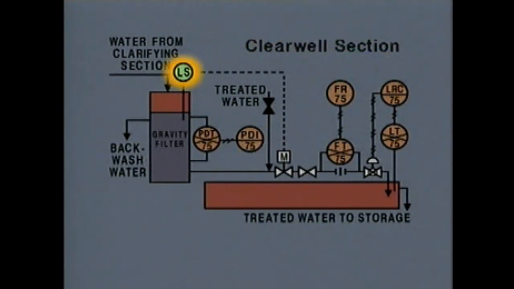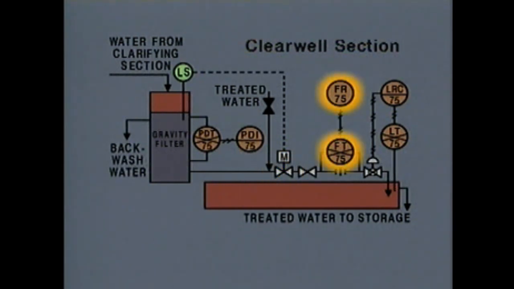This symbol represents a local level switch. If the water level in the filter drops below a certain level, the level switch sends an electrical signal to this motor-operated gate valve. The valve closes to stop water flow out of the filter, because if the filter runs dry, it won't work properly.